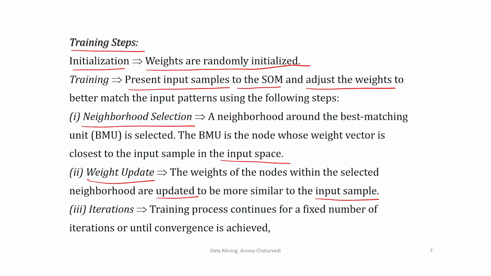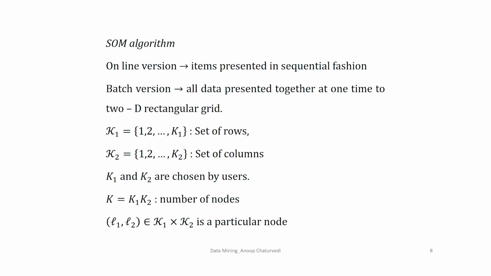And after updating the weights, we again go to the training process, and we iterate the process for a fixed number of iterations or until we achieve convergence. Now we consider two versions of the SOM algorithm. First is online version and the second one is batch version.